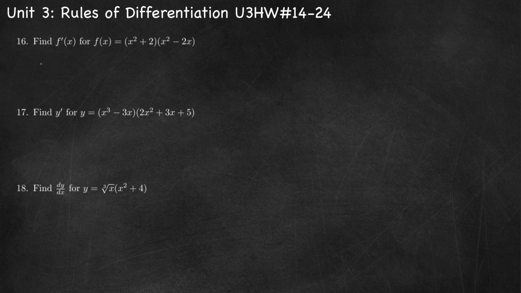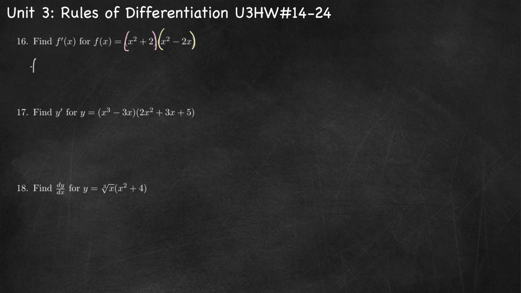Number 16, find f prime of x for f of x equals x squared plus 2 times the quantity x squared minus 2x. So we have the option of expanding this, writing it as a polynomial and then using the power rule, but let's go ahead and practice using the product rule. So my first factor is the x squared plus 2, and my second factor is the x squared minus 2x.